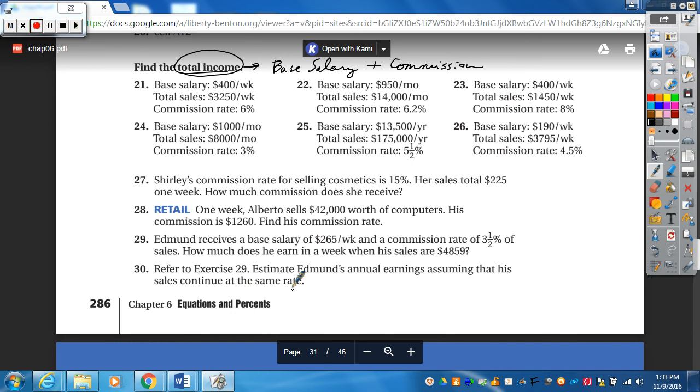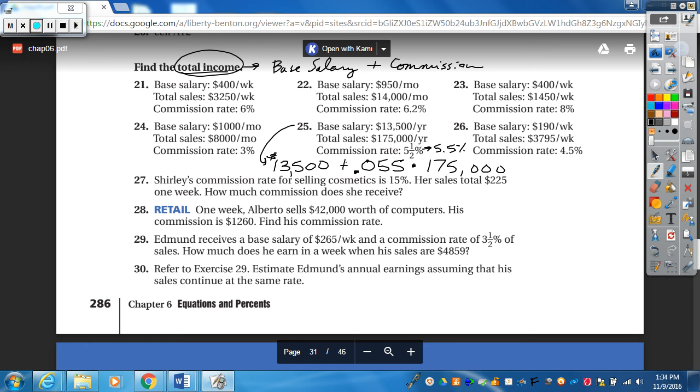Okay, so what I'm going to do is I'm going to take for number 25, $13,500 a year, and I'm going to add in 5.5%. Now, 5.5% would be 0.055. Remember, 5.5%. Okay, move that 2 places. 0.055 times the $175,000 that he sold that year, that person sold that year, he or she. Okay, so that's how you would figure out number 25 right there. You're going to take your base salary and add in your commission.